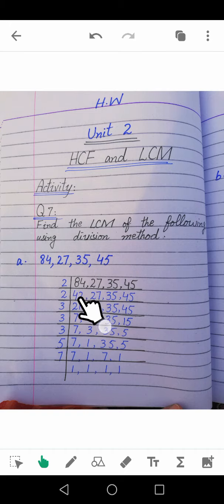2 4s are 8, 2 2s are 4. 27 is not divisible by 2. We will write it as it is. 35 and 45. Again we divide it by 2 because 42 is still dividing by 2. 21 and all the remaining numbers as it is.